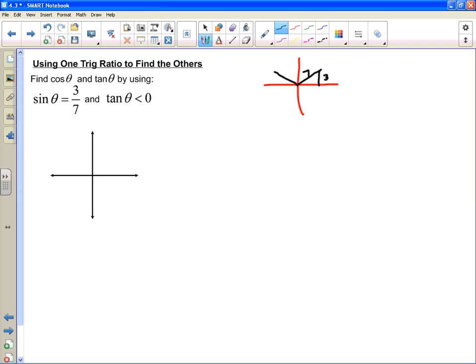Well, doesn't that also happen over here, that our opposite side is 3 and that our hypotenuse is 7? Okay, so if they didn't give us this other part, that tangent is less than 0, then we would have 2 triangles, and so we would have way more work to do, really. But they told us 2 things here.